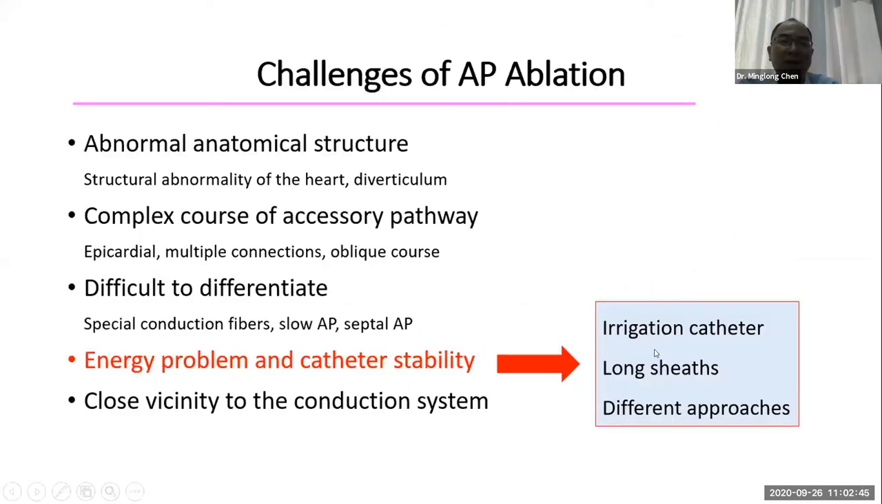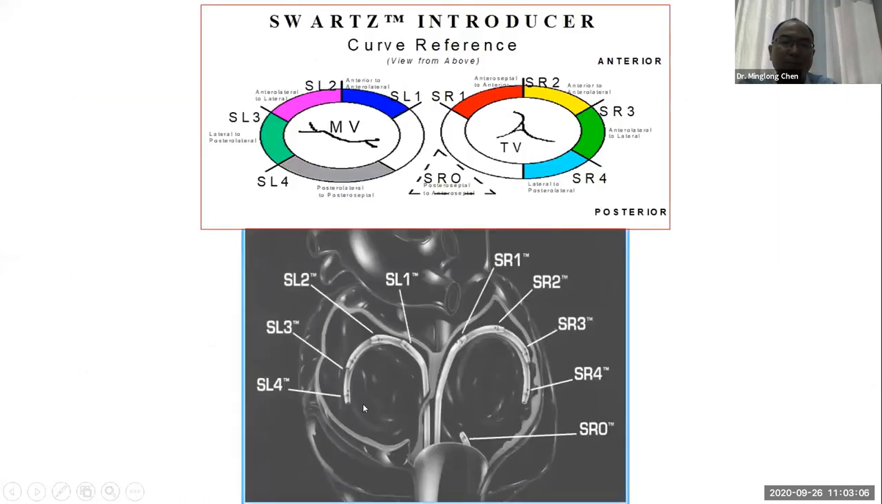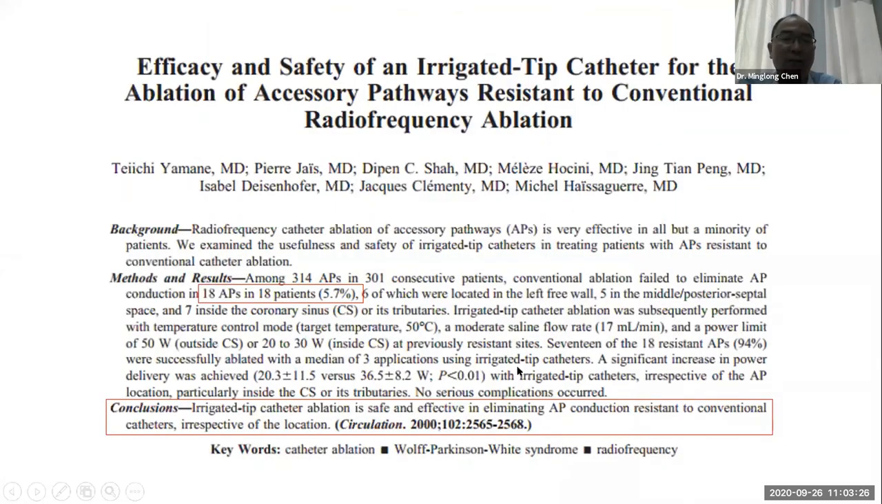And here are some other challenges for the right atrial pathway. This is the energy problem and catheter stability, but these challenges can be overcome by irrigation catheter, the long sheaths, or different approaches. And here are the different pre-shaped long sheaths to give you a good contact with the local tissue along the annulus. So SWAN R2, R3, R4. And with these long sheaths, you can easily put your ablation catheter to the exact point of the accessory pathway.